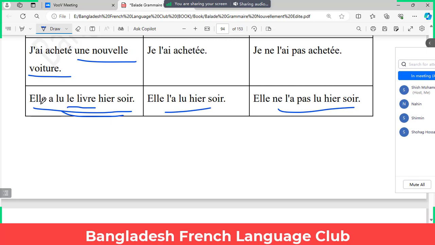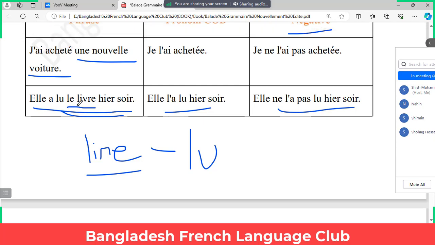So here the verb is elle a lu. Lu comes from which verb? It's lire, to read. Lire, right? The past participle form of lire is lu, right? So this is a verb. After the verb we see le livre, the object. In between there is no preposition. So that is why le livre is a direct object, right? So now we need to change it with le, la or les.